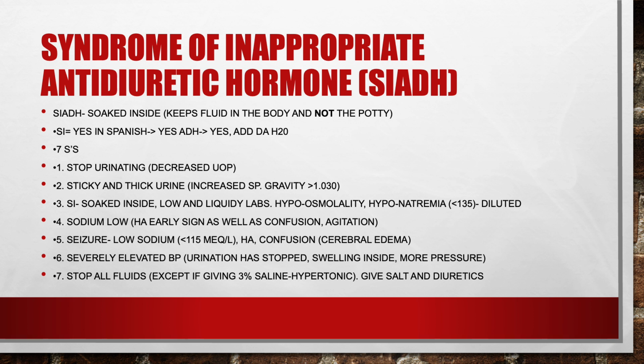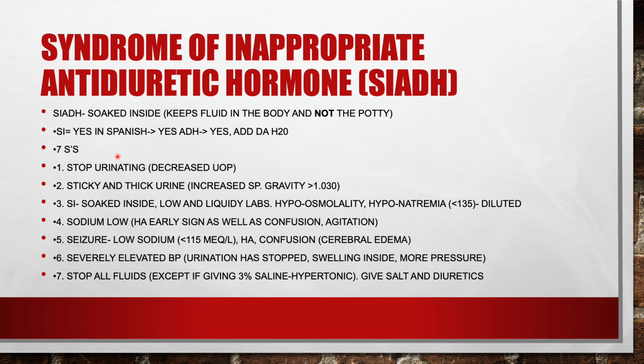I really like how this is summed up here. SI: soaked inside. Soaked inside from all that ADH. It keeps fluid in the body and not in the potty. That is really cute. Or you can say SI like "sí" in Spanish. Yes, ADH. And there are 7 S's. The first S is where you stop urinating. That's where the decreased urine output comes from.